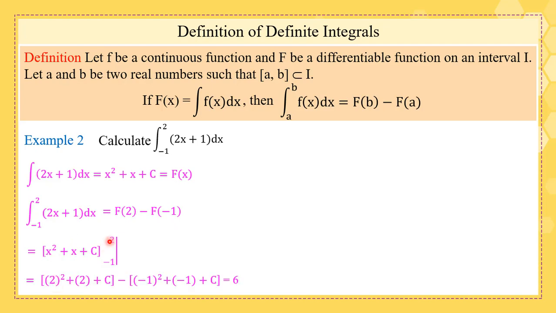First step, we evaluate 2 here. Second step, we evaluate minus 1 here. We get 2 squared plus 2 plus c minus, minus 1 squared plus minus 1 plus c, equal to 6.